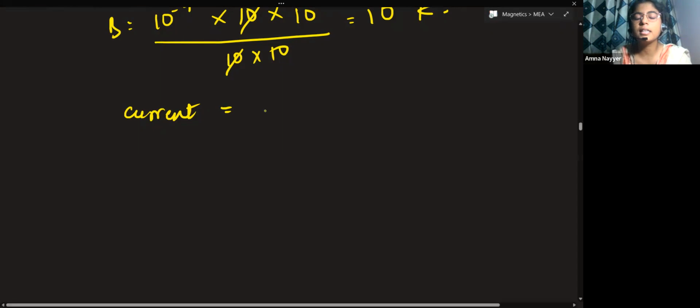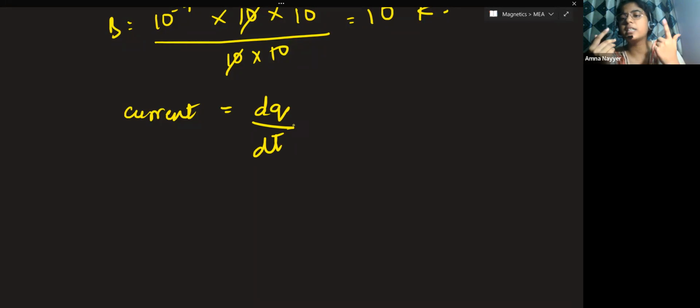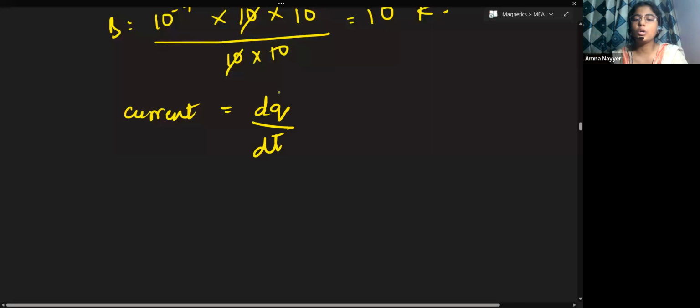So current is dq over dt. This is the definition of current. Current is the rate of flow of charges, the amount of charge that flows in 1 second. That is the formula of current.